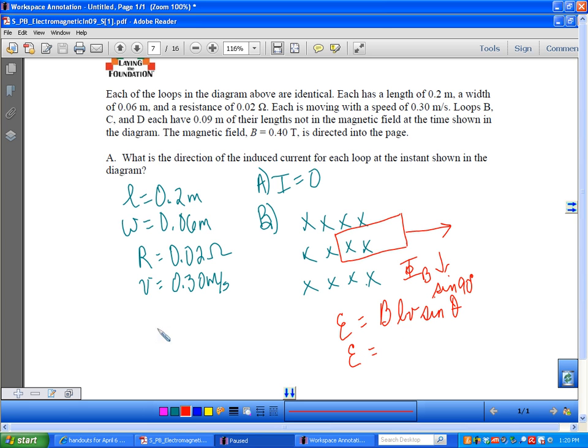What do I know about B? I didn't write it down. It's a given. B is 0.40 Tesla. So I have 0.40 Tesla. Then I have the length, and I'm going to come back to that in a minute. And then I have the speed.